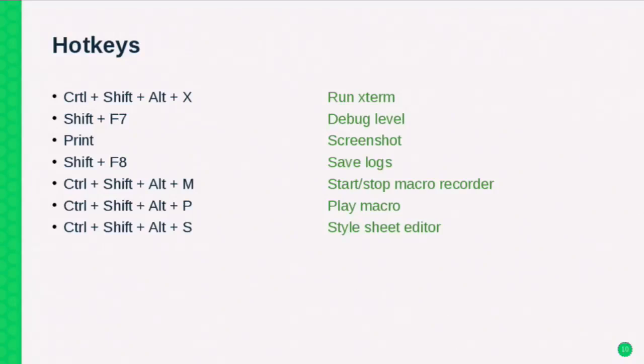If you want to create documentation for users or want to file a bug report and want to attach a screenshot, then the print screen button is very helpful to you. It will show a file save dialog and will ask you where to save the screenshot. Shift F8 will allow you to save logs, and it will not only save one single log file, but it will create a tarball with a lot of debugging information.